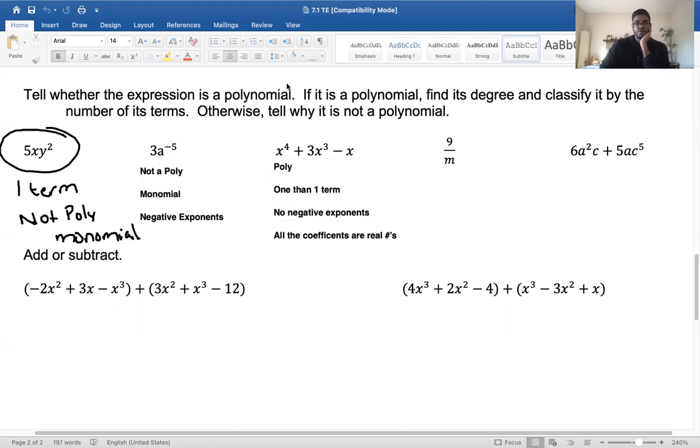Okay. The fourth one here, I could rewrite this. Remember, if you put a variable on the denominator, I could write this as 9m to the negative first power, going back to last chapter. Now we have negative exponents, so not a polynomial. The last one is a polynomial. Okay, we have more than one term. All the exponents are positive, and we have real number coefficients.